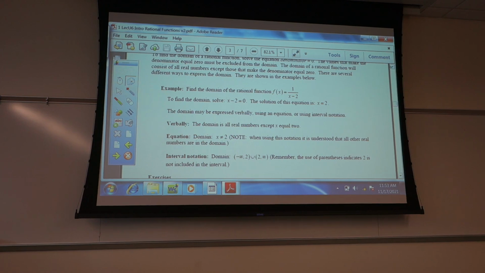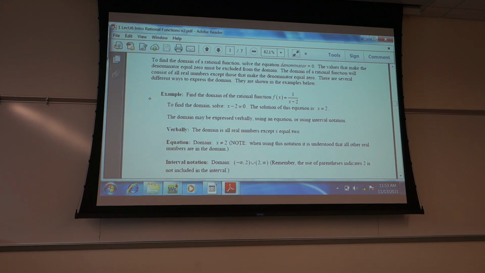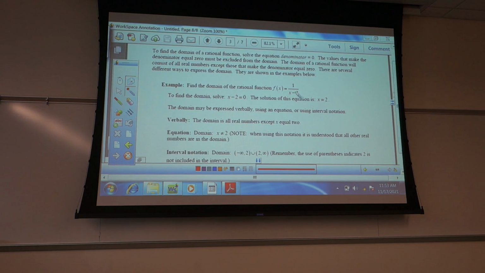So in other words, to find the domain of a rational function, take the denominator that has x in it, set it equal to 0. Or you can just say that it can't equal 0, and just solve for x. That's what I would say. That's the easiest thing, I think.